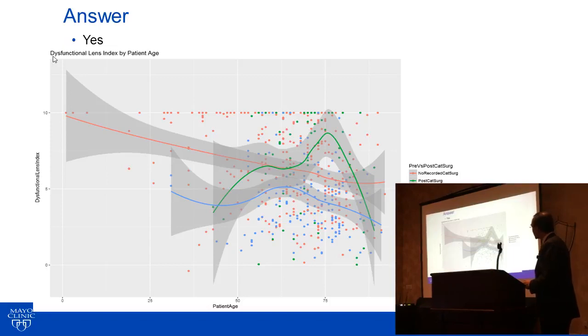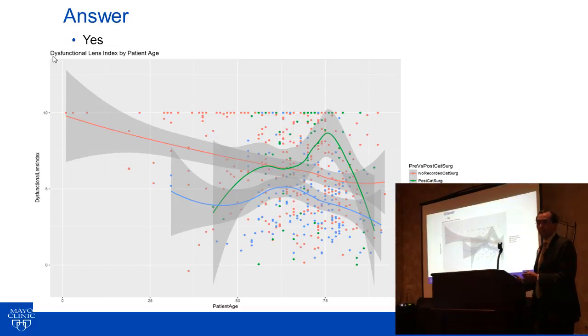What you see first is that the thing makes sense, in that younger patients in general have a higher dysfunctional lens index than older ones. It gradually goes down over time. That seems reasonable. All right, blue. This is pre-cataract surgery. These are patients we knew ended up having cataract surgery by us, and this is what their dysfunctional lens index measurement was before we did surgery. The blue is a lower number than the patients who didn't end up having cataract surgery.